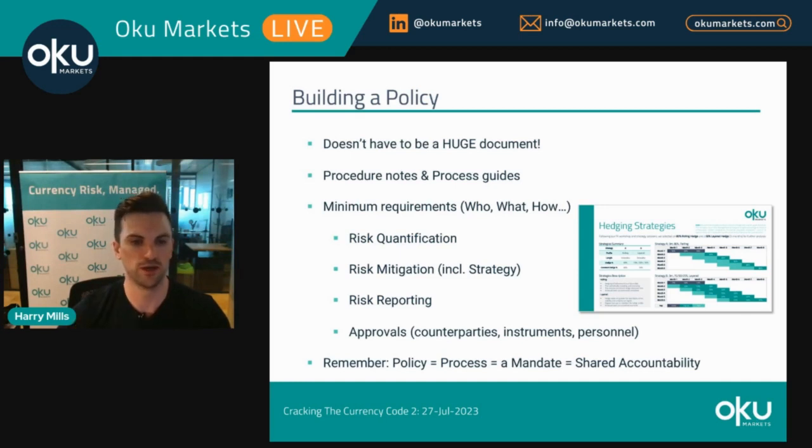But please remember, again, it doesn't have to be a huge document, but do remember, by having the policy in place, that creates a process which gives a mandate and shares accountability. And these are the 2 or 3 things that are really resonating with financial decision makers in the conversations we're having on a daily basis: making better decisions, and sharing accountability.